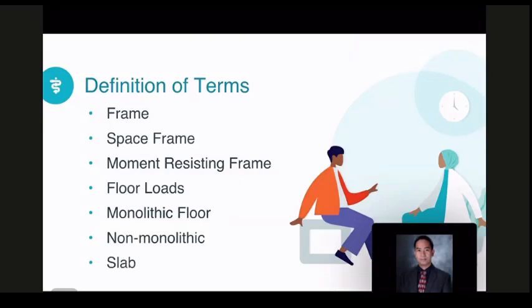When we say slab, that is a flat horizontal panel that supports the floor. It can be supported by a beam or girder directly beneath, or by the column. So the slab is a flat horizontal panel that supports the floor.